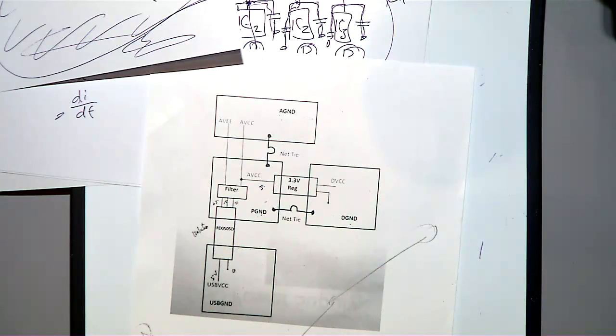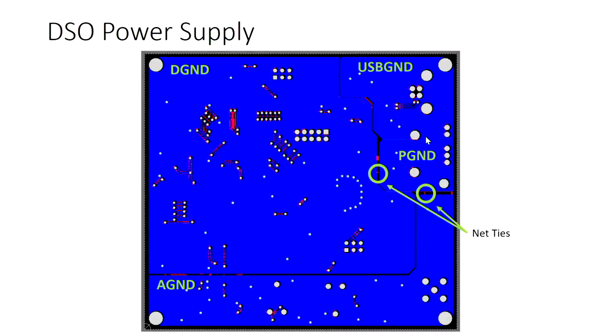So that is the reason you don't find any net tie here. This should be fully isolated, because you have that RD 05, that IC that provides the isolation. So that is the reason.